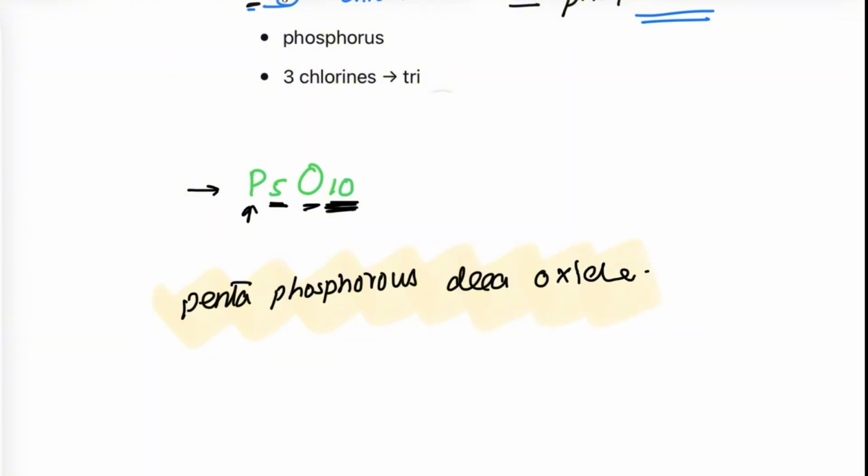So that is all for today's lesson, and that's how you can literally name any molecule.